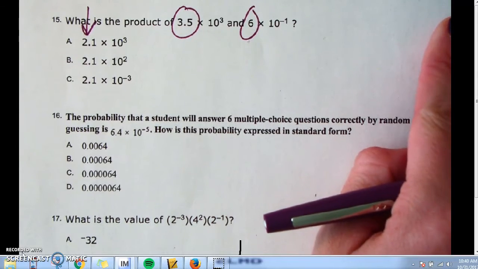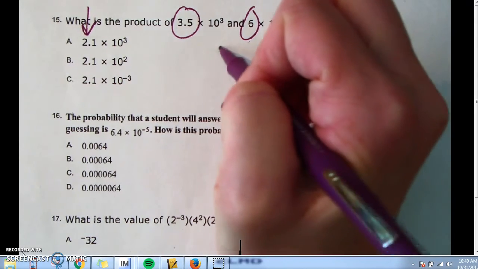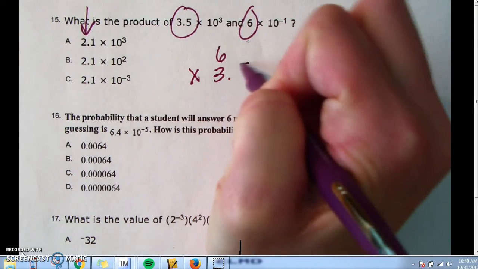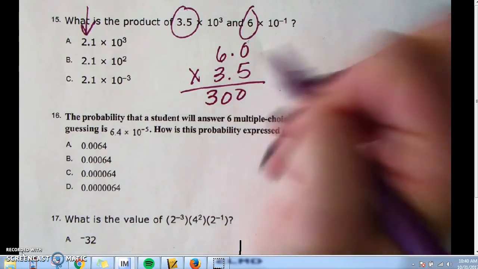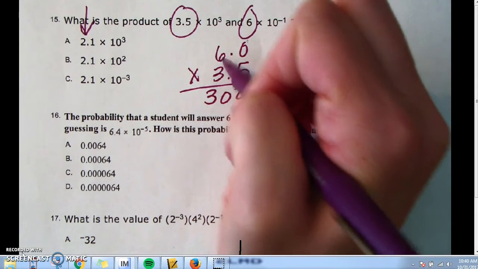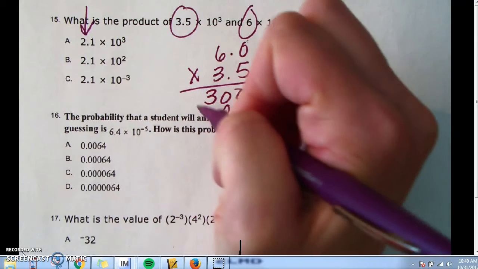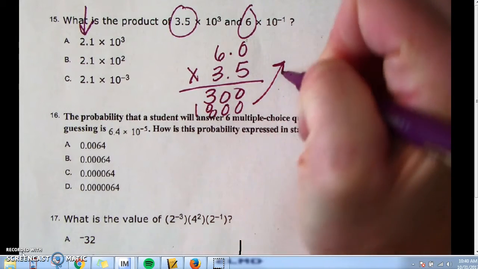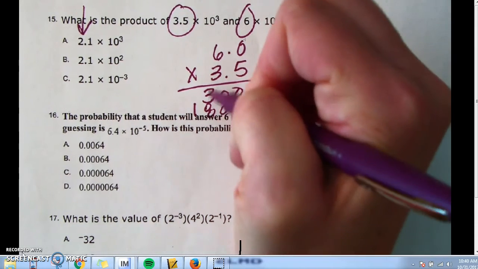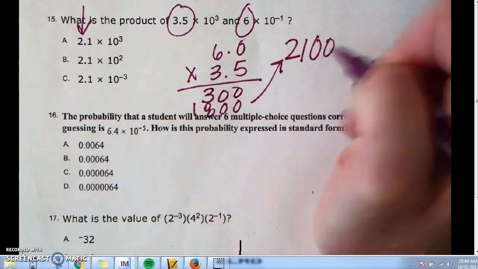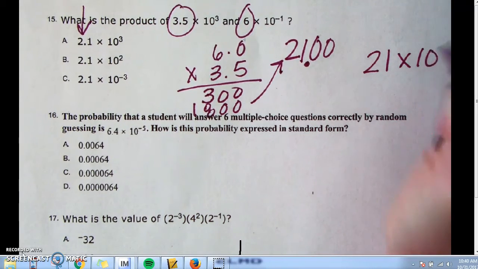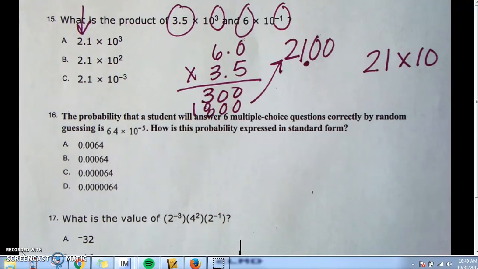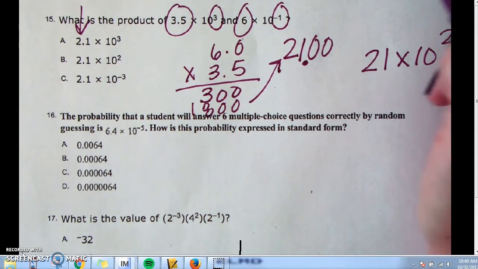15, what's the product? So the first thing we need to do is multiply 6 times 3.5. 3 times 0 is 0, 3 times 6 is 18. So when I add those, I get 0, 0, 8, 9, 10, 11 with 2 numbers behind the decimal. So 21 times 10, add the exponents. 3 plus negative 1 is 2 because it's 3 minus 1.